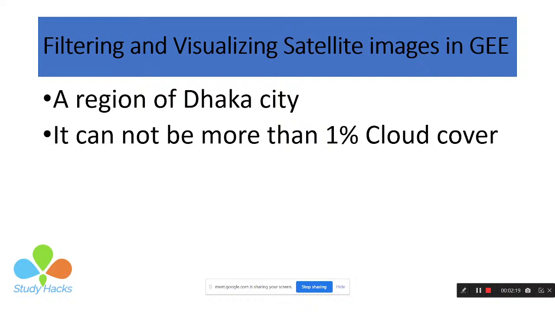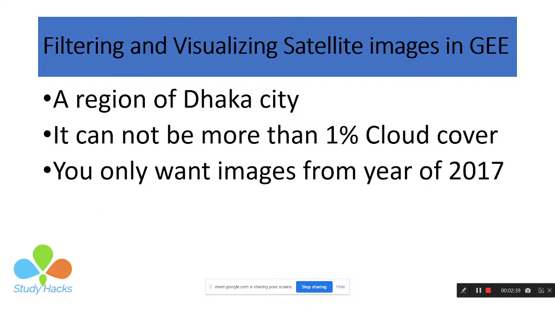Another factor is that you also need to filter your image properties or image metadata. Suppose I want only those images in Dhaka city which have not more than 1% cloud cover. So this is another factor. And the last factor is that suppose I want the image for a specific time period. Suppose I want the image for the year 2017, or I want the satellite image for a dry season or wet season or any time period.